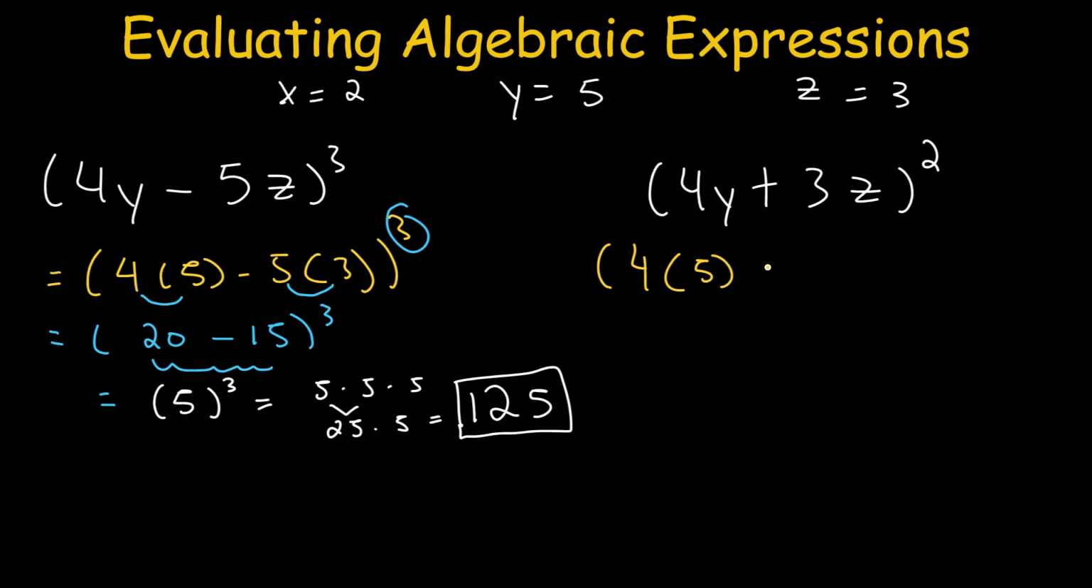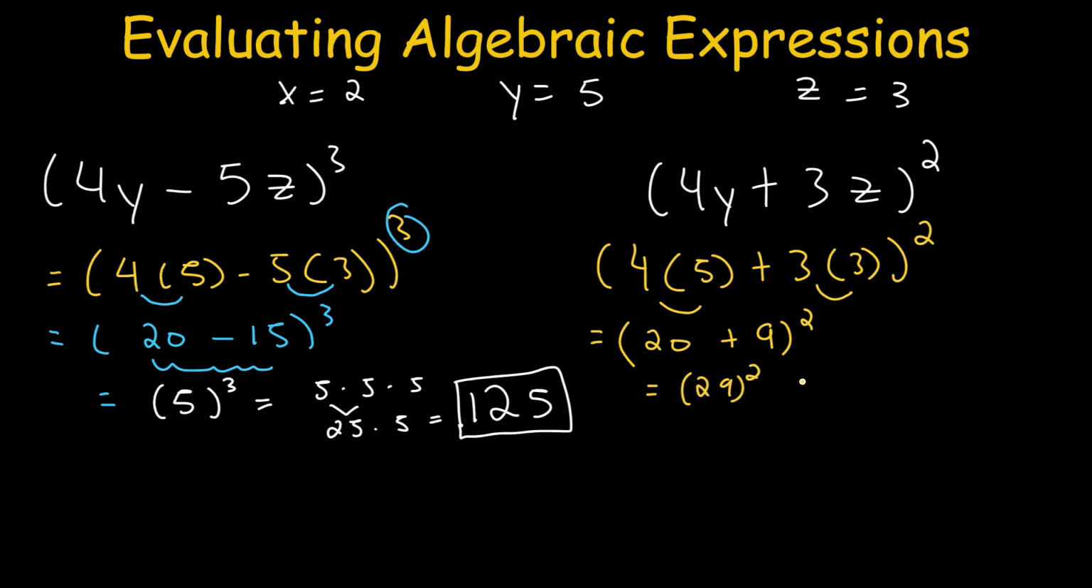Right, the next problem, let's replace the letters with numbers. This is 5, and then we have 3. z is 3 to the second power or squared. Now let's do this one, then we'll do this one. We will distribute. So let's distribute. 4 times 5 is 20, and 3 times 3 is 9. Let's add 20 plus 9, that is 29.